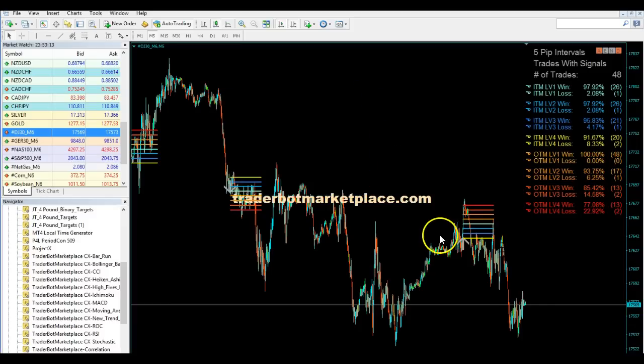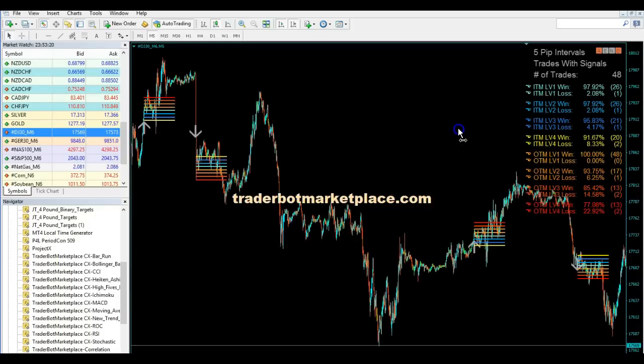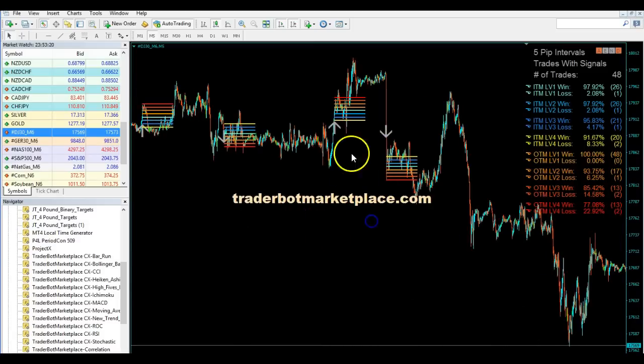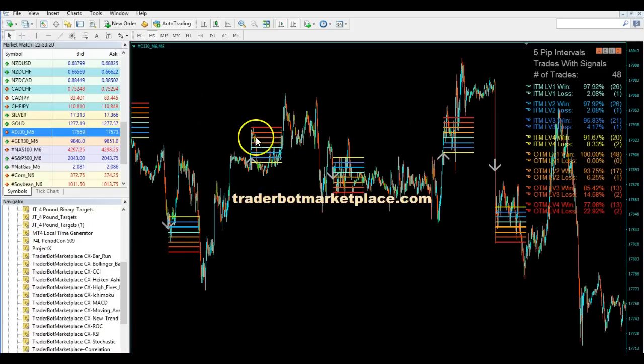Let's just go look. We have a signal here. It went to touch the last level. Signal here went to touch the level. Signal here went to touch the level. Signal here went to touch the level. And all these are before expiry. Touched the level. It touched the level. Looks like it touched the level here and here.